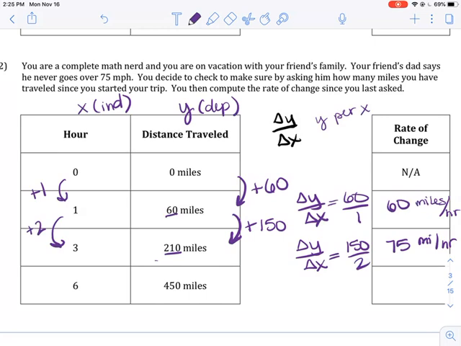Now let's figure out for these next 3 hours. How far did he go? I know he went up. I hope he's going more miles from the beginning of the trip. Wouldn't that be sad if you just went backwards?